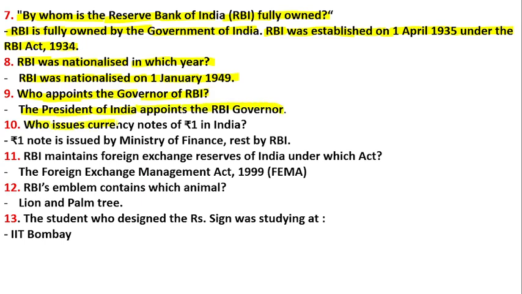Who issues currency notes of rupees 1 in India? Rupees 1 note is issued by the Ministry of Finance, the rest by RBI. RBI maintains foreign exchange reserves of India under which act? The Foreign Exchange Management Act 1999 (FEMA). RBI's emblem contains which animal? Lion and palm tree. The student who designed the rupees sign was studying at IIT Bombay.